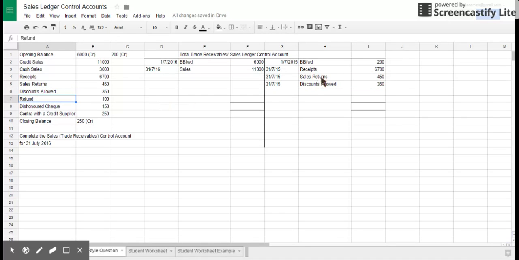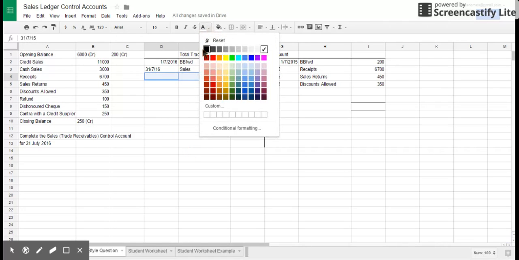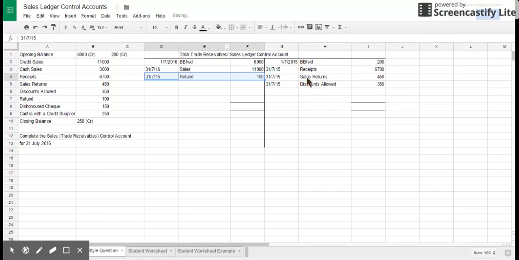A refund is where we receive some money and for some reason we've had to pay that money back. So it's the opposite of a receipt and therefore it goes on the debit side. Although some customers might have been owed money and we gave them some money back, what it has done is reduce the total amount that we are owed. So we need to counteract the two.